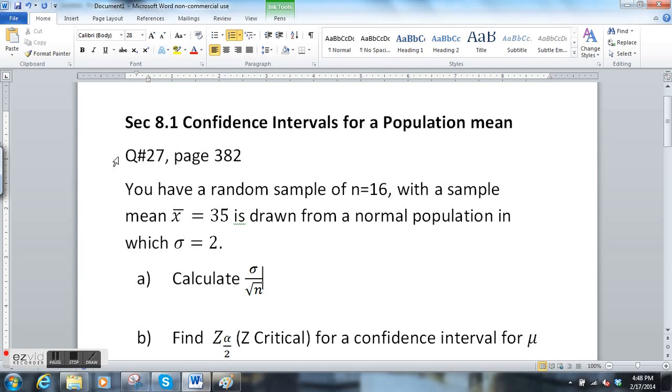This is question 27 on page 382. You guys were moving along through the book. The question reads, you have a random sample of size n equals 16 with a sample mean x bar equals 35 drawn from a normal population in which sigma, that's the standard deviation, is 2. So you took some sample from a normal population where you knew the standard deviation, and you get the mean is 35. The first question says calculate sigma over the square root of n.